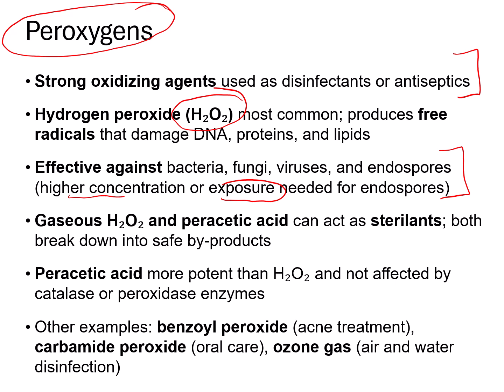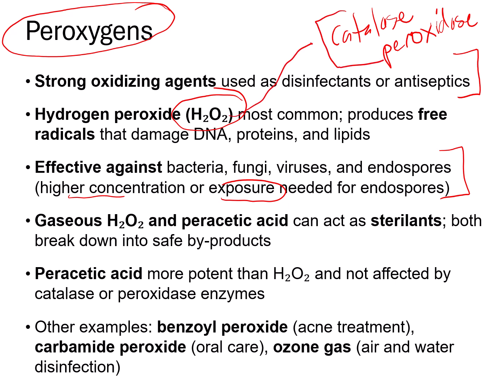However, if the microbe has catalase or peroxidase, these enzymes will break down hydrogen peroxide. We saw that in lab before. So if these enzymes, catalase or peroxidase, are present in the microbe, then it will allow the microbe to tolerate low concentrations of hydrogen peroxide because it'll break it down into water and oxygen. So we have to think about whether our microbes are going to be resistant to hydrogen peroxide at low concentrations.